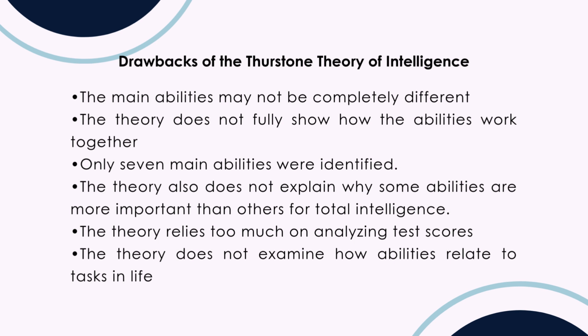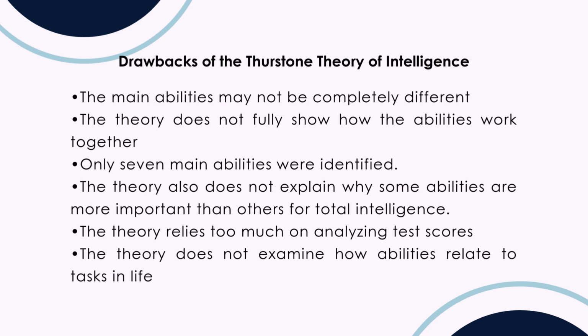A third disadvantage is that only seven main abilities were identified. Some say more abilities exist and must be measured to fully show intelligence. By focusing on just seven big abilities, the theory may give an incomplete view of intelligence. The theory also does not explain why some abilities are more important than others for total intelligence. If all abilities equally make intelligence, they should connect more strongly with intelligence test scores, but they do not.